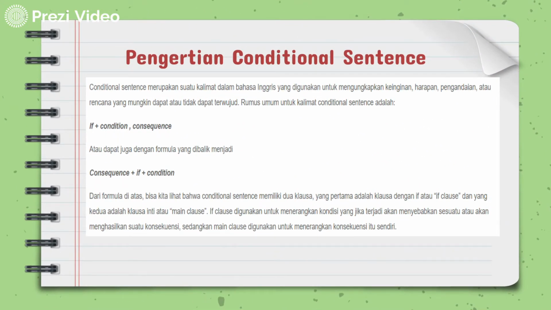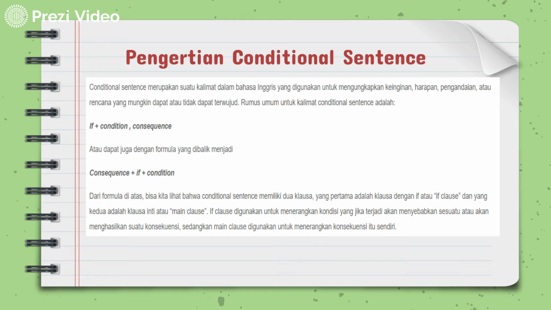Conditional sentence merupakan suatu kalimat dalam bahasa Inggris yang digunakan untuk mengungkapkan keinginan, harapan, pengandaian, atau rencana yang mungkin dapat atau tidak dapat terwujud. Rumus umum untuk kalimat conditional sentence adalah if plus condition plus consequences. Atau dapat juga dengan formula yang dibalik menjadi consequences plus if plus condition.